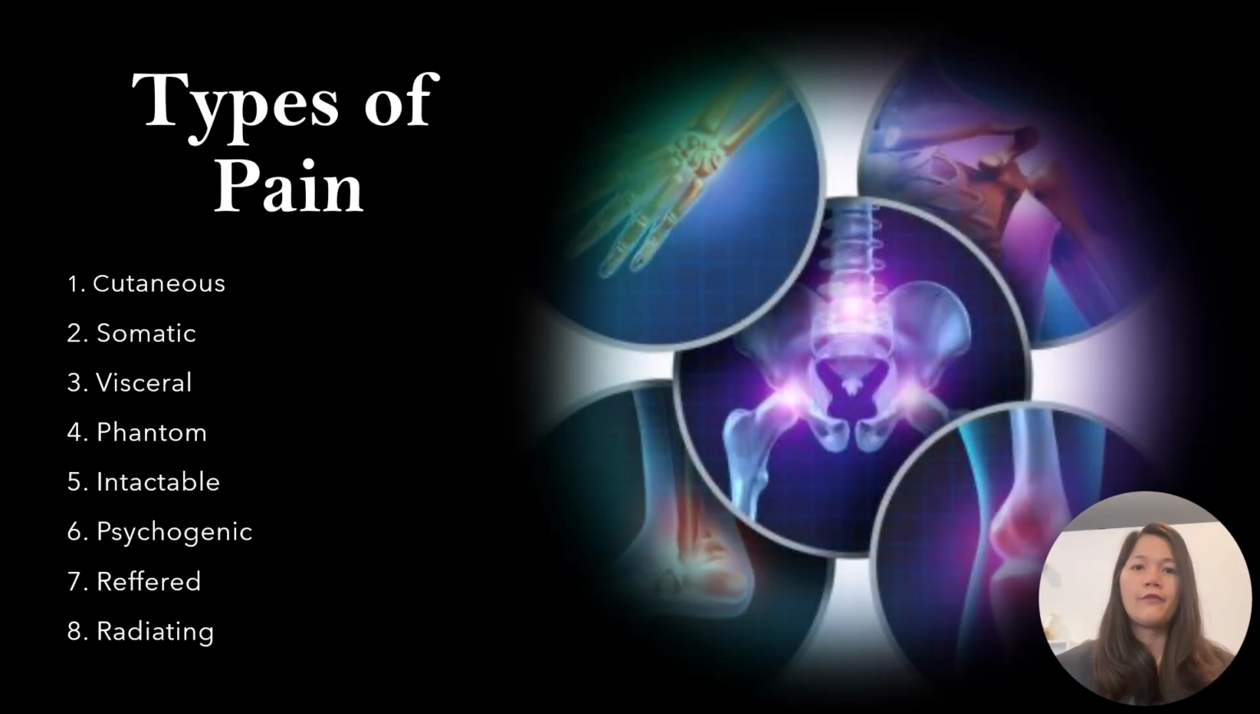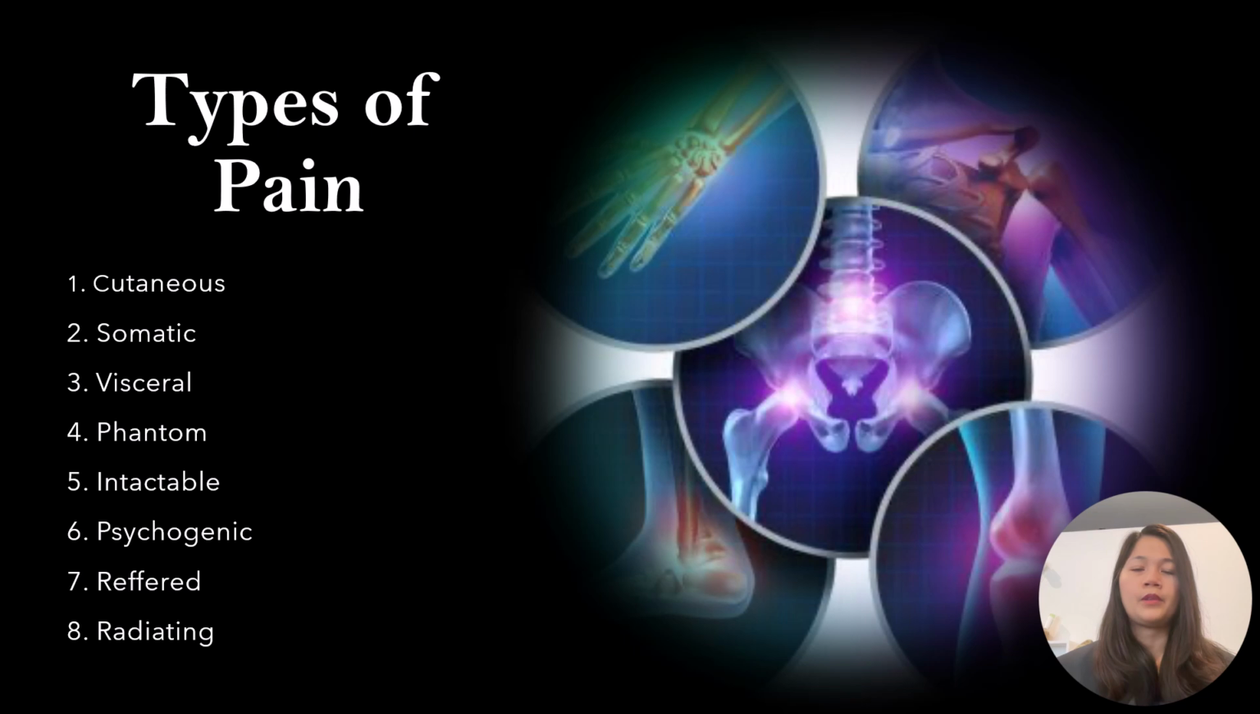So here we have types of pain. So first we have cutaneous. Cutaneous pertains to skin, superficial. And then we have somatic pain. It pertains to the muscles, joints, and bones. It means deep. And then we have visceral pain. It pertains to the organs. And then we have phantom pain. It means missing or gone.